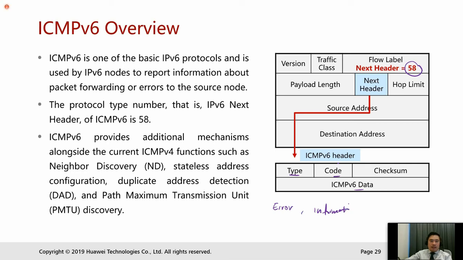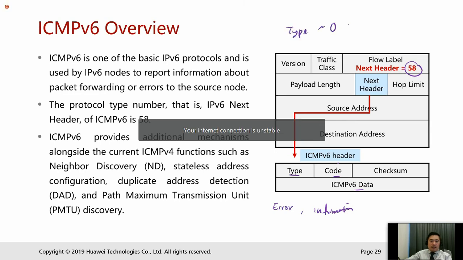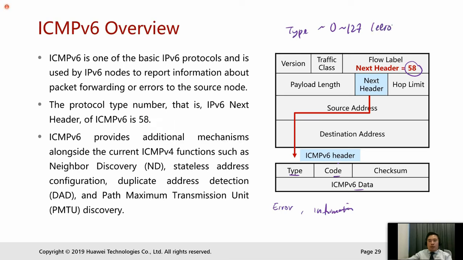This information includes, for example, sending the echo request. The type is from 0 to 127; 0 to 127 is an error message. 128 to 255 is an information message. So they divide it into two: the first half is the error messages, and the second half is the information messages.